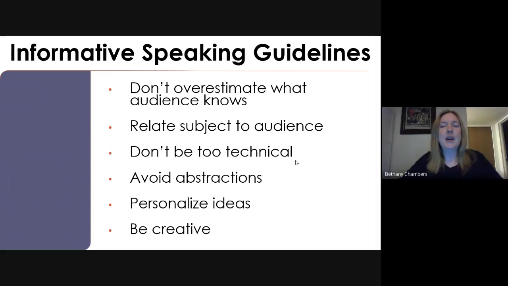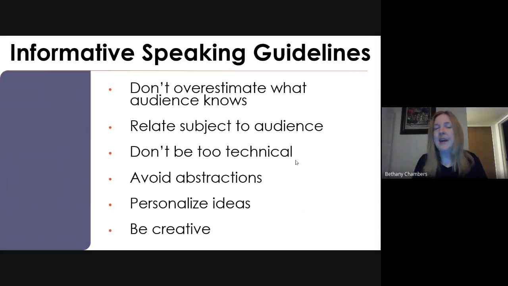So here's a few guidelines or suggestions when you're putting your informative speeches together. Don't overestimate what your audience might know. It might seem obvious to you, and so you don't necessarily include some of that information, but it doesn't mean that everyone that is listening to your speech will automatically know what you're talking about. So sometimes you might put a little bit more detail in than seems necessary in your estimation, but you want to make sure that people really understand what you're talking about.